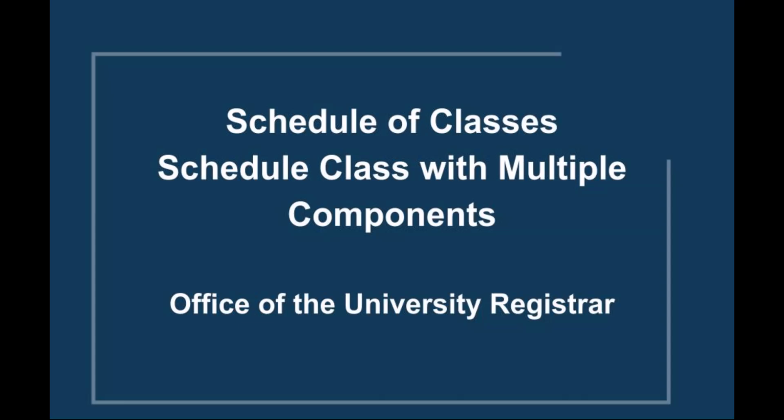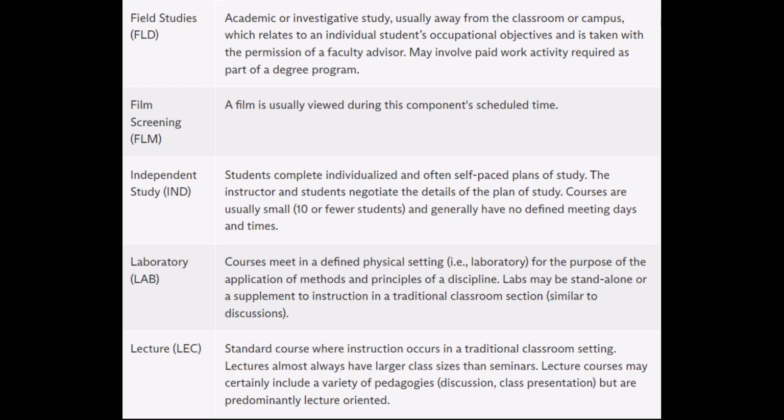For example, Biology 223 requires both a lecture and a laboratory component. When a student registers for one component, they are required to register for the other component too. You can find a full list of all the component types and definitions in use at CWRU on the University Registrar's website.